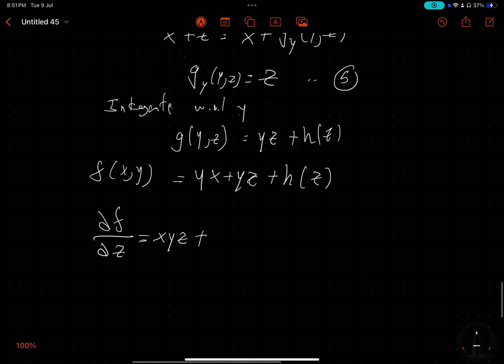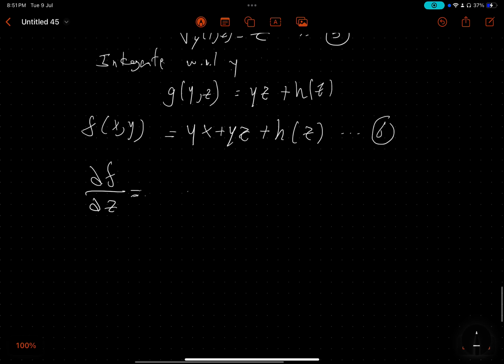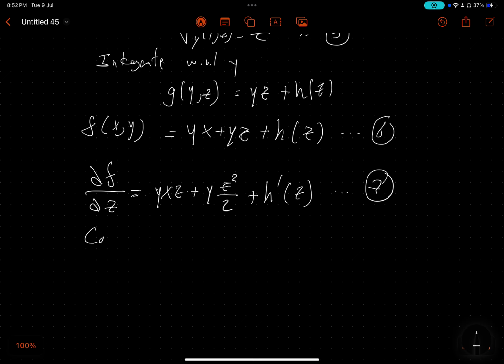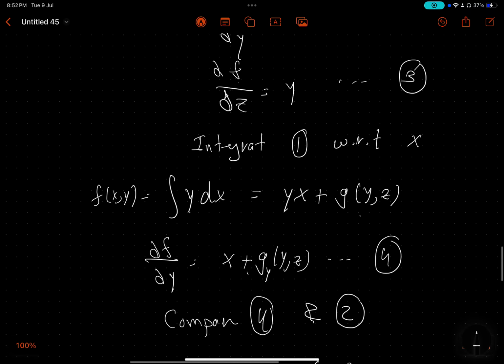Now that should be simple. So here we will basically integrate with respect to z. Let's call this 6. Now let's differentiate this with respect to z. That's yx plus yz squared over 2 plus h prime of z. Now let's call that 7 and then compare 7 and 3, which is y.